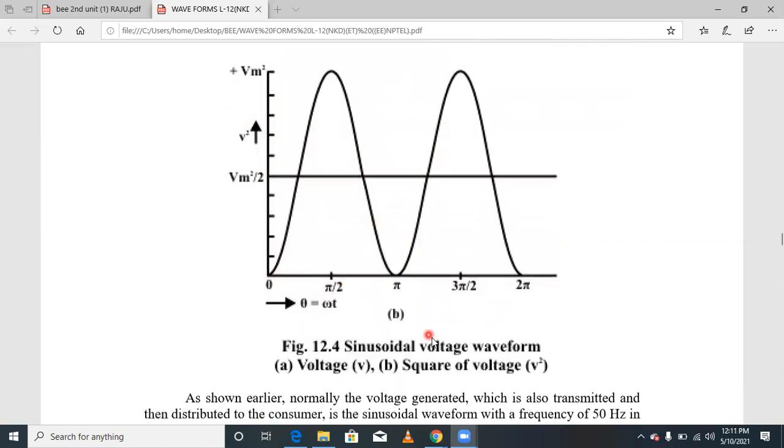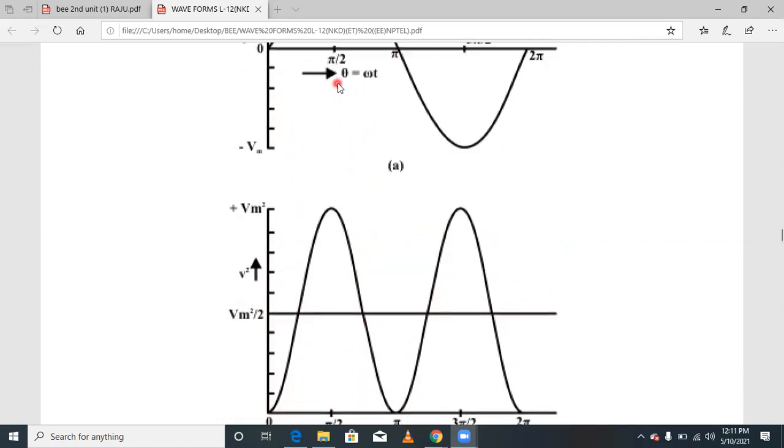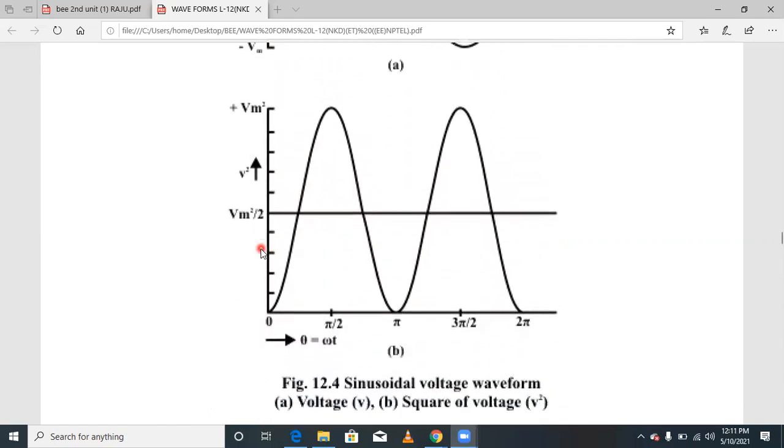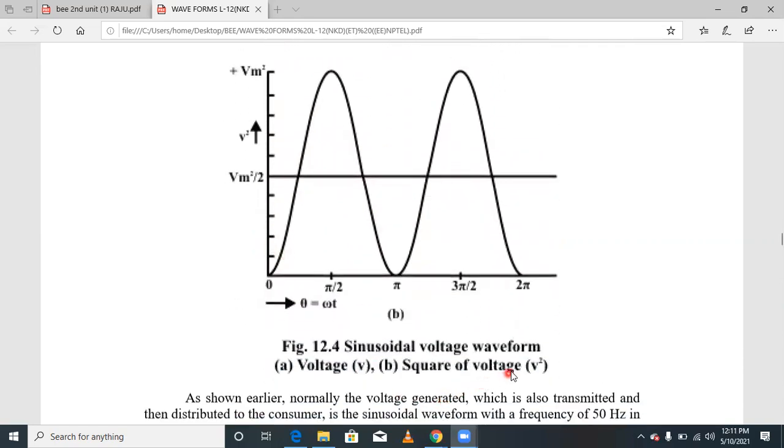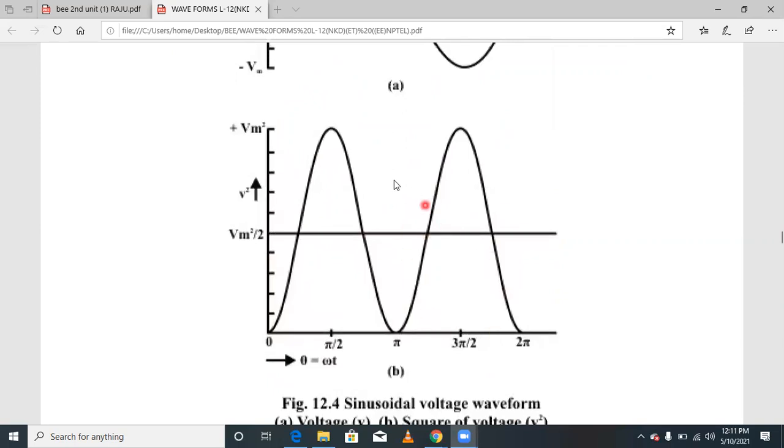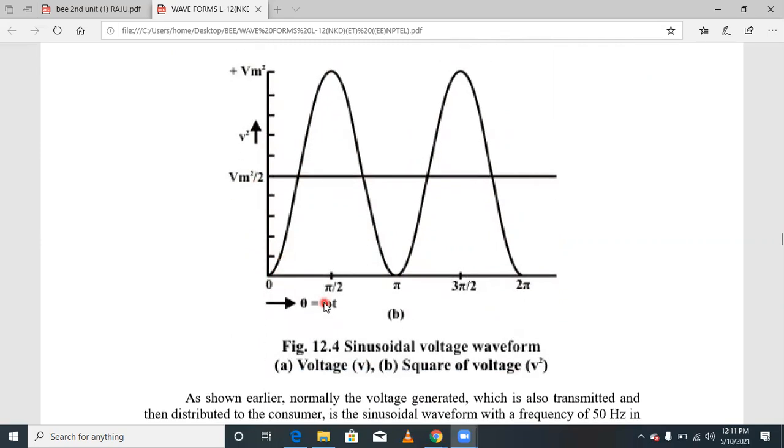So this is the sinusoidal voltage waveform, generally called AC, and the square of this voltage waveform will become like this. The square of the voltage waveform, V square, goes through 0, pi by 2, pi, 3 pi by 2, with maximum Vm square, then Vm square by 2, and it is called 0. We get it like this now.